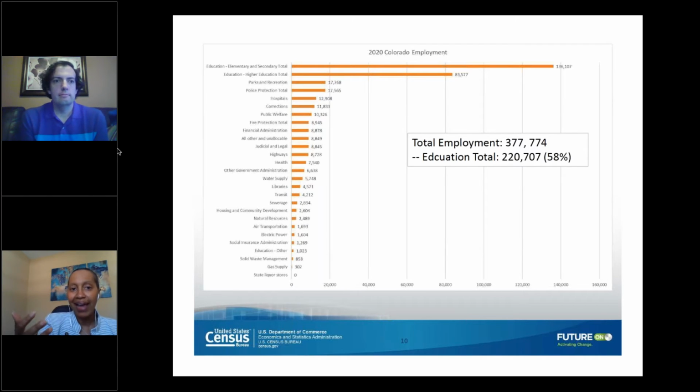But you are in line with education being the top employer for state and local governments, because in all of the states, education covers a minimum of about 50%. So I'm going to turn this over to Randy, and he can give you a little bit more information on the finance component of the Census of Governments.